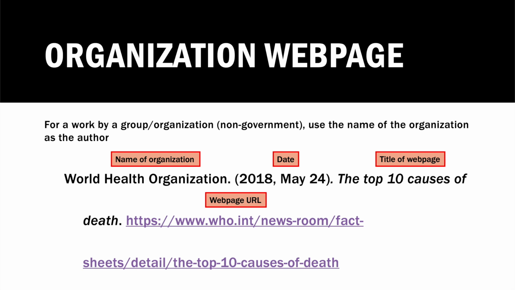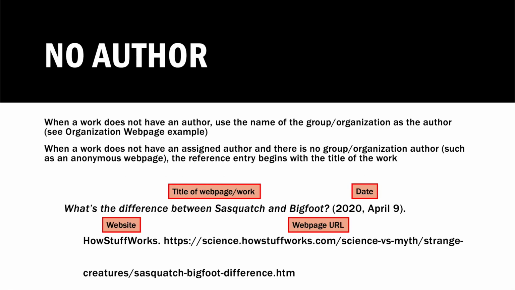And then you have the title of the web page, which is featured in italics. The last piece of information is the web page URL, which will lead us directly to the source of the information. No author. When a work does not have an author, use the name of the group or organization that is responsible for the work as the author. You can see the previous example for organization web page.